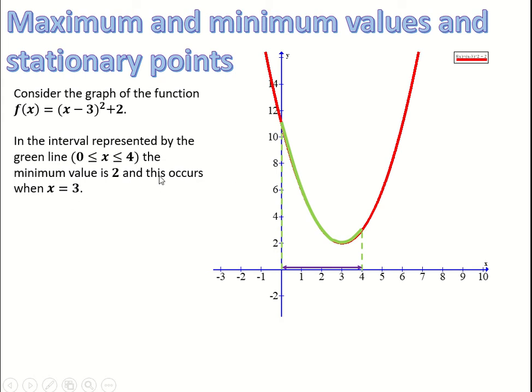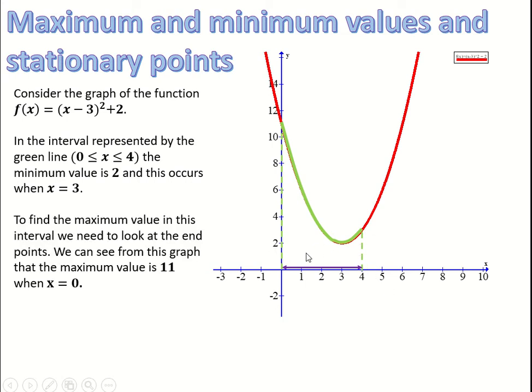And because we have the graph, we can see that the minimum value is 2. The lowest point on this graph occurs when x is 3, and the minimum value is actually 2. And we can see that the maximum value is 11, and that occurs when x equals 0. So having the graph in front of us, it's very easy to see where the maximum and minimum values are in an interval as well.